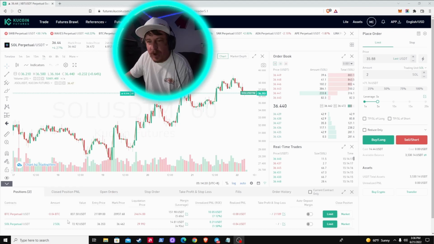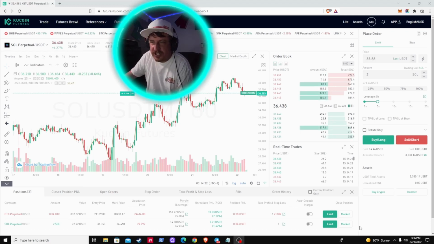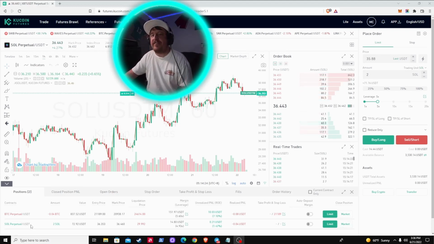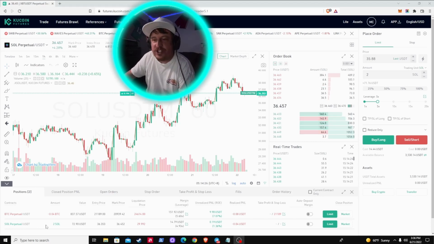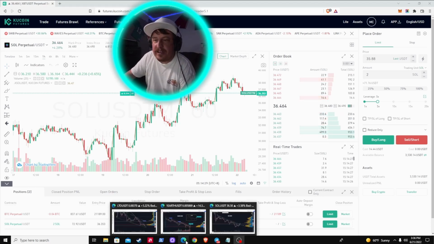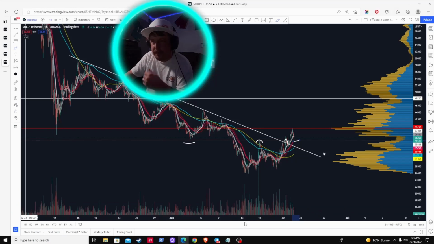So now I wanted to quickly explain a couple of important things on this new Solana position and how you can manage it. The first thing you want to always do with every trade is have a stop loss. So let me show you really quickly how I would set a stop loss for this.